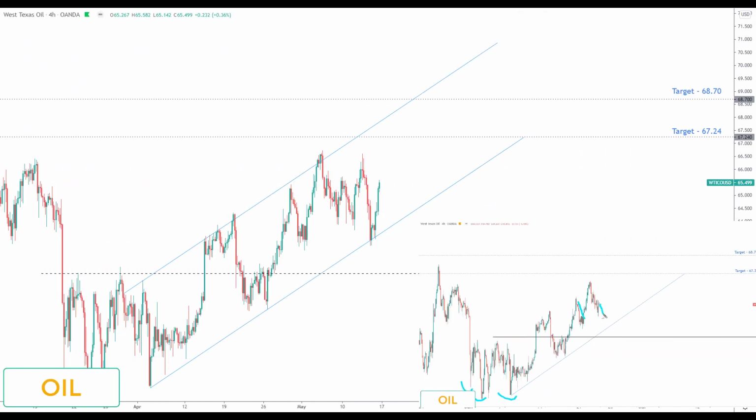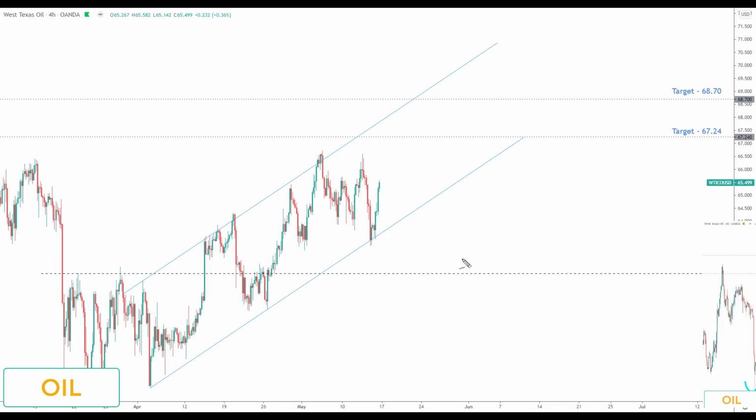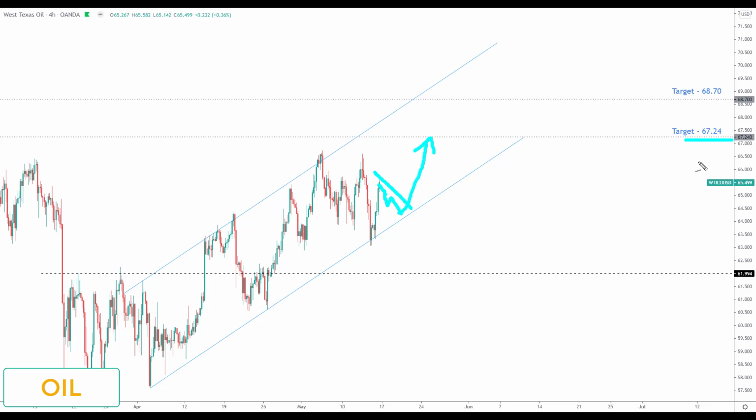Next is crude oil. In last week's video I highlighted this channel to the upside, and I went into last week with a bullish bias on the oil. I wanted to see a pullback towards the channel bottom before looking for bullish setups, bullish reversals to the upside. We have started to break to the upside, so going into next week, any correction once again back towards the channel bottom will be viewed as another opportunity to look for bullish reversals up to the next key area of resistance to the upside and the target set at the 67.24.